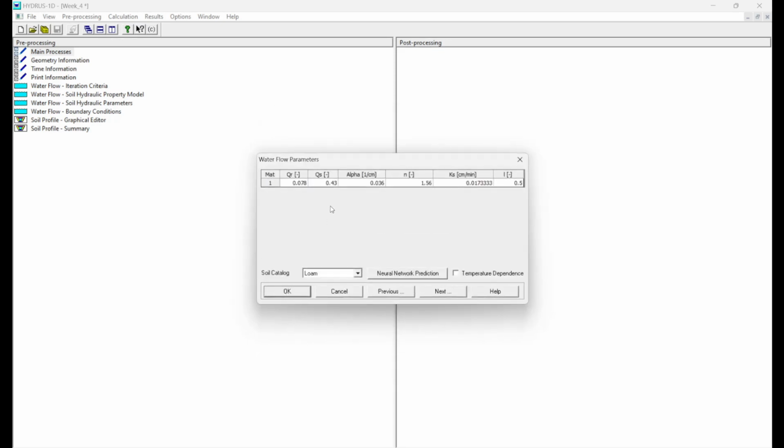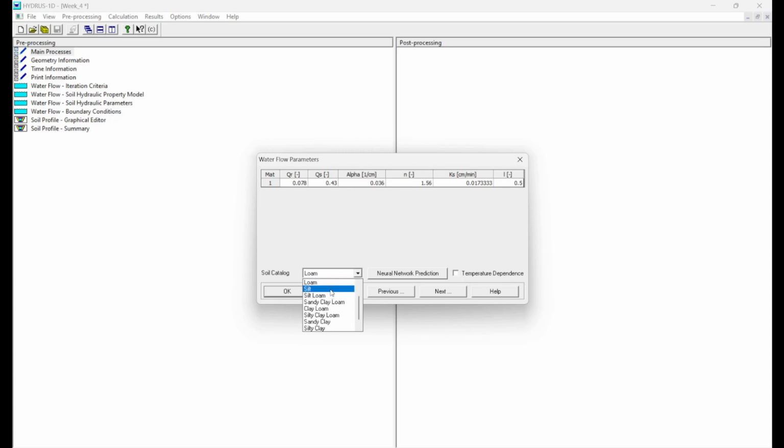And then these are the initial properties. These are the parameters which are written here, like the value of QR, the QS value, the residual value, the alpha value of the Van Genuchten model, N value, K value, and I value. These values are selected based on the soil type which we are using.